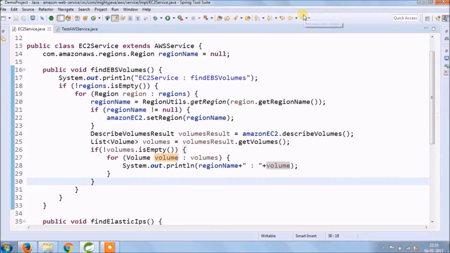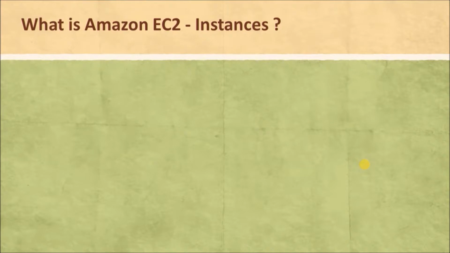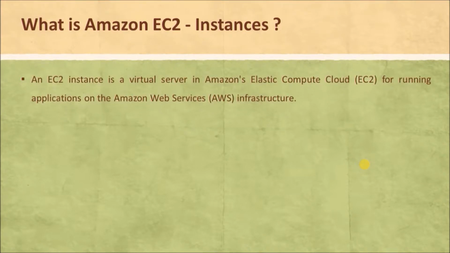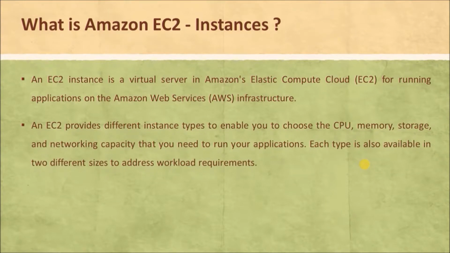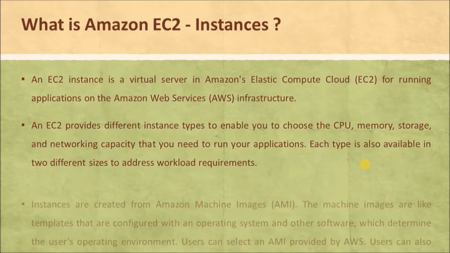What is Amazon EC2 instances? An EC2 instance is a virtual server in Amazon's Elastic Compute Cloud, EC2, for running applications on the Amazon Web Services, AWS, infrastructure. EC2 provides different instance types to enable you to choose the CPU, memory, storage, and networking capacity that you need to run your applications. Each type is also available in 2 different sizes to address workload requirements.